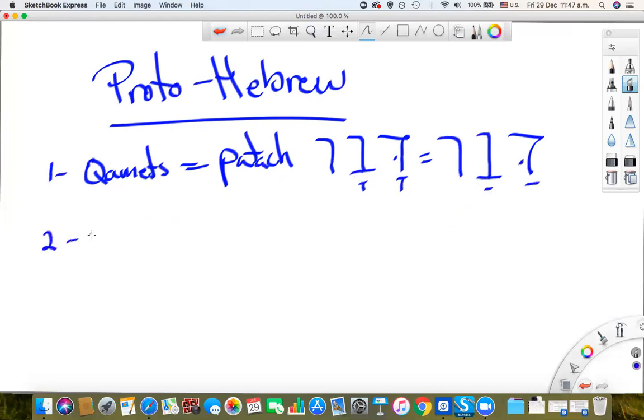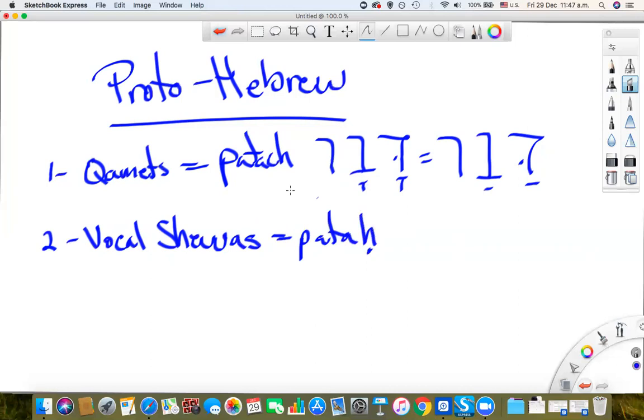Second, vocal shawahs, really of any kind, whether it be a simple shawah or a composite shawah, right? So you have your hatef patach, your hatef sigol, your hatef kametz hatuf, any of those. Your vocal shawahs in biblical Hebrew were a short vowel, usually, again, a patach in Proto-Hebrew, right? So you can spell patach either with a CH or with a H with a dot underneath it.